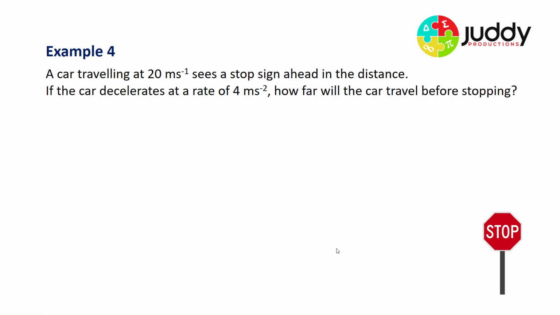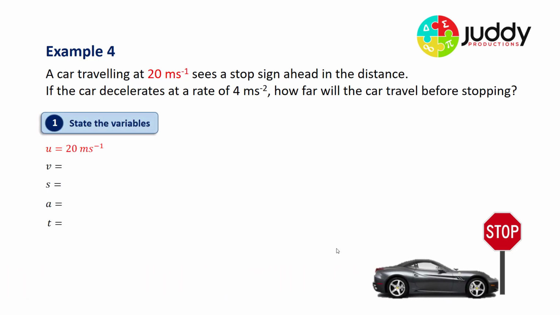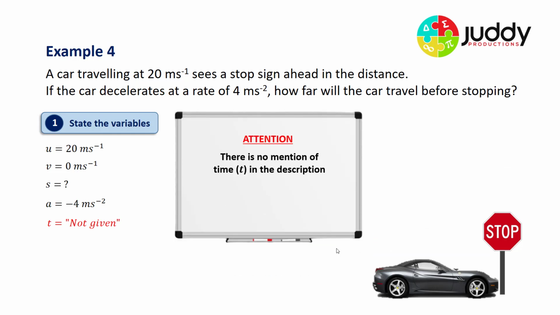Example number 4. A car traveling at 20 meters per second sees a stop sign ahead in the distance. If the car decelerates at the rate of 4 meters per second, the same introduction as the previous example 3, how far will the car travel before stopping? So let's state our variables. The initial velocity is 20 meters per second. Final velocity is 0 because it's stopping. How far will the car travel? So s, the displacement, equals question mark. The acceleration, because it's decelerating at 4 meters per second, we state the acceleration is negative 4 meters per second. And of course, in this case, the time is not given. So there's no mention of time in this description.